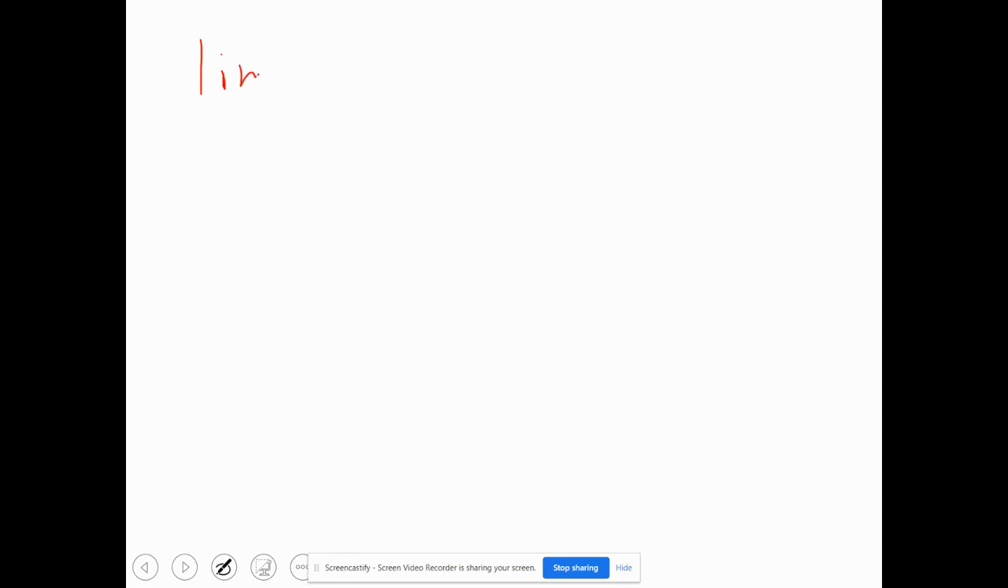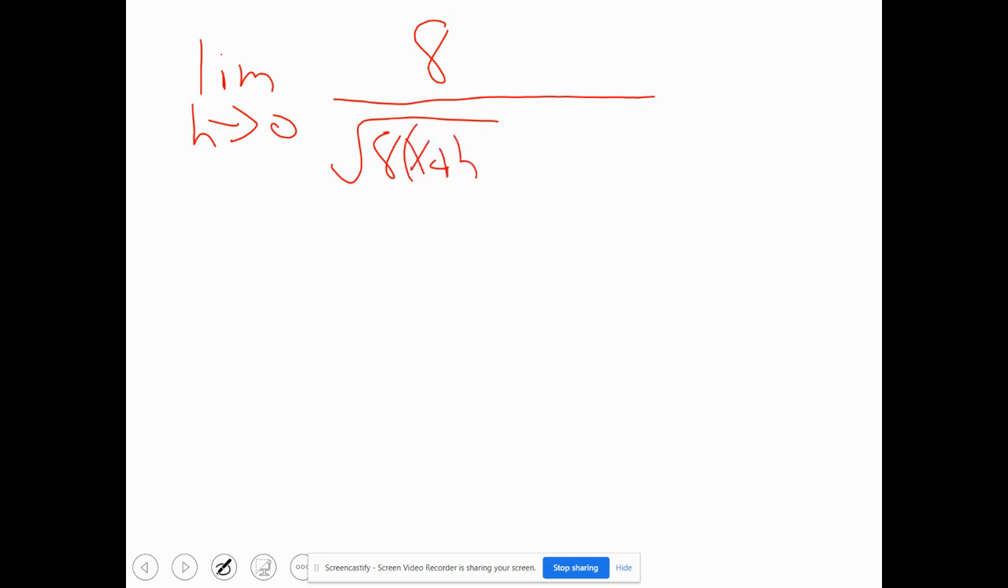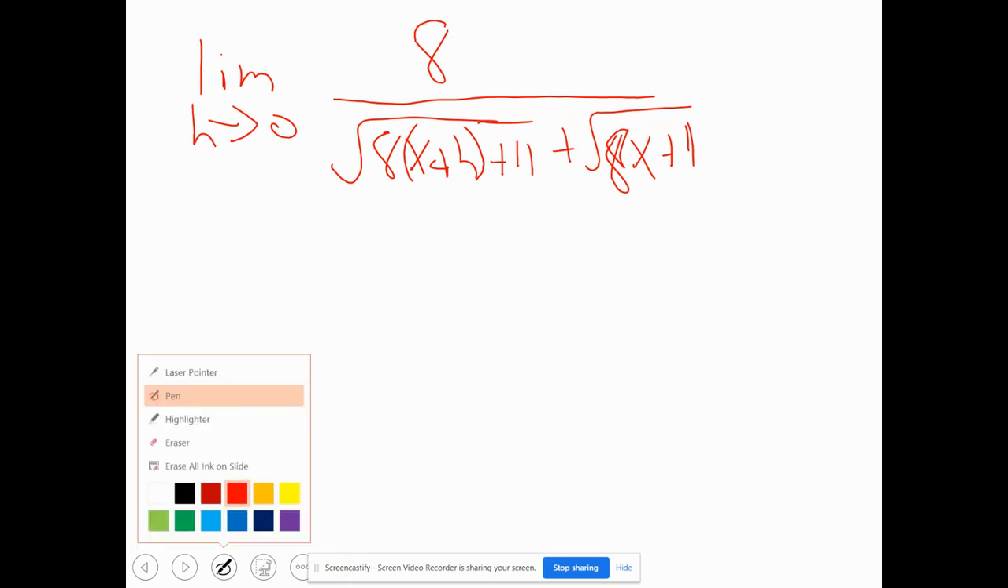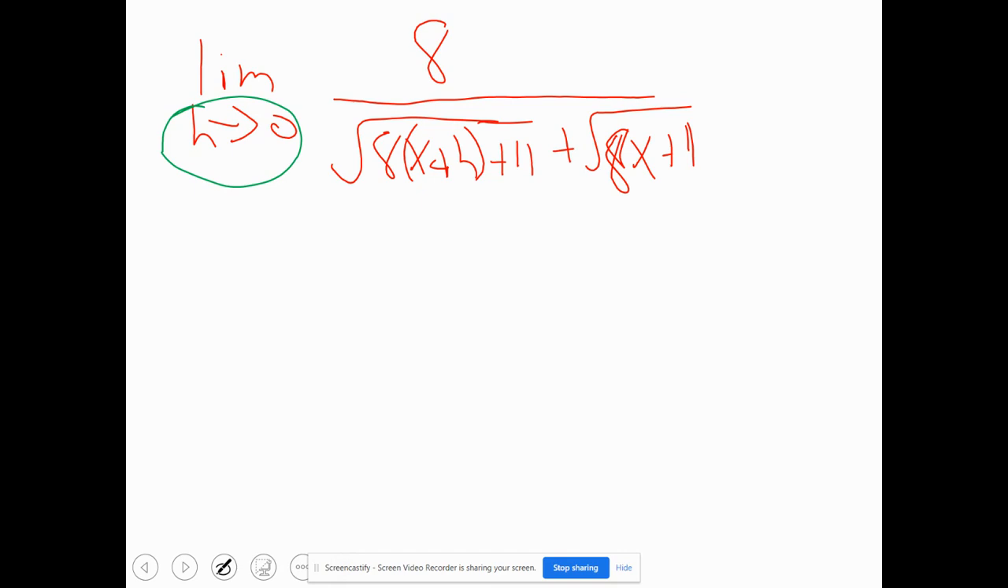All right, so I have the limit. I'm going to write it again as h approaches 0 of, on the top I had an 8. On the bottom I had the square root of 8 times x plus h plus 11 plus the square root of 8x plus 11. Right? And this is the point where I can take h equals 0 and plug it in. So if I substitute it in there, boy, that was ugly.